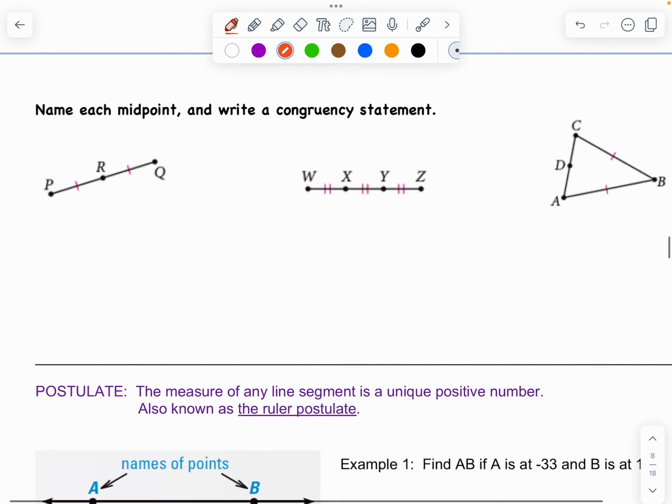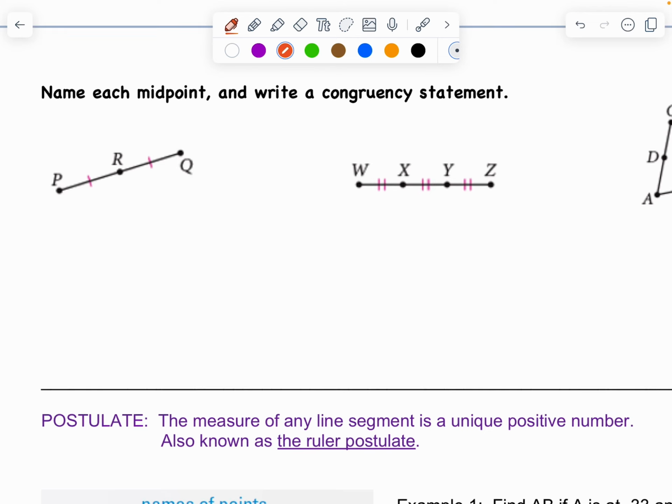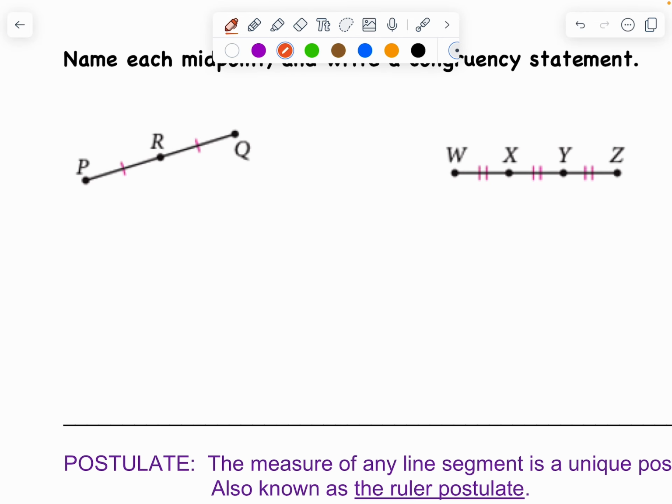All right, on this little section, we're going to name each midpoint, and we're going to write a congruency statement, okay, if there are any. All right, so here we go. Obviously, in this picture, right, R is the midpoint. I'm just going to kind of label that. And if I have a midpoint, then that automatically means I can write a congruency statement, right? Because I've clearly bisected a segment into two congruent halves, right? So because R is a midpoint, we can say that PR is congruent to RQ.